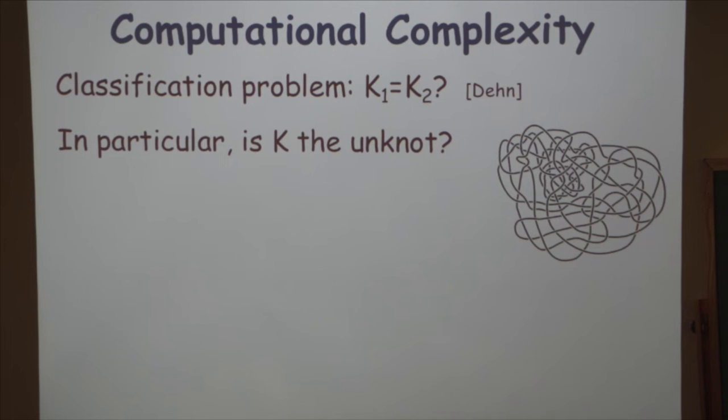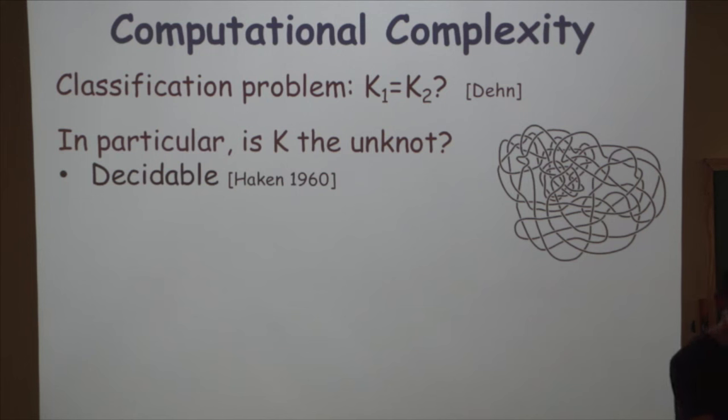So it can be difficult. You can start with a knot diagram or a polygon in space, and you want to tell whether it is an unknot or not. And the first result is that this question is indeed decidable. So there is an algorithm given by Haken.